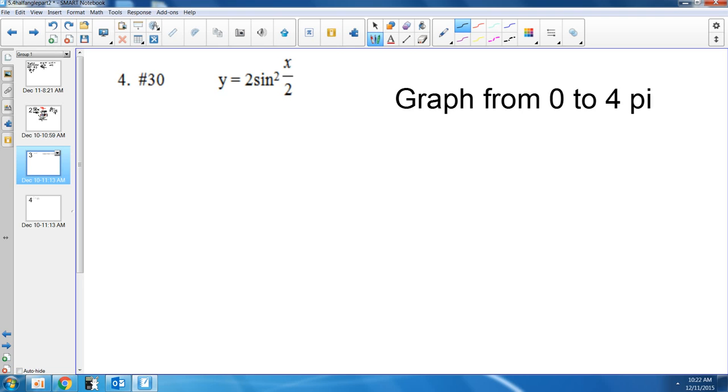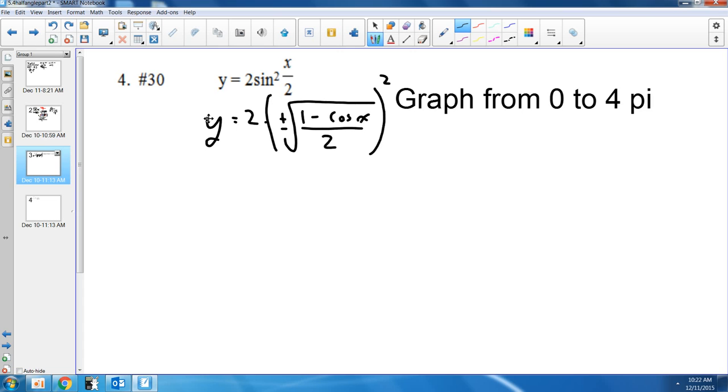To convert that to something a little bit easier, I'm going to recognize that it's a half angle formula, and this is going to simplify really nice because you're squaring the radical. So it becomes 2 times, and then the big radical plus or minus 1 minus cosine x over 2 using the identity. And then I'm taking this and I'm actually squaring that whole thing.